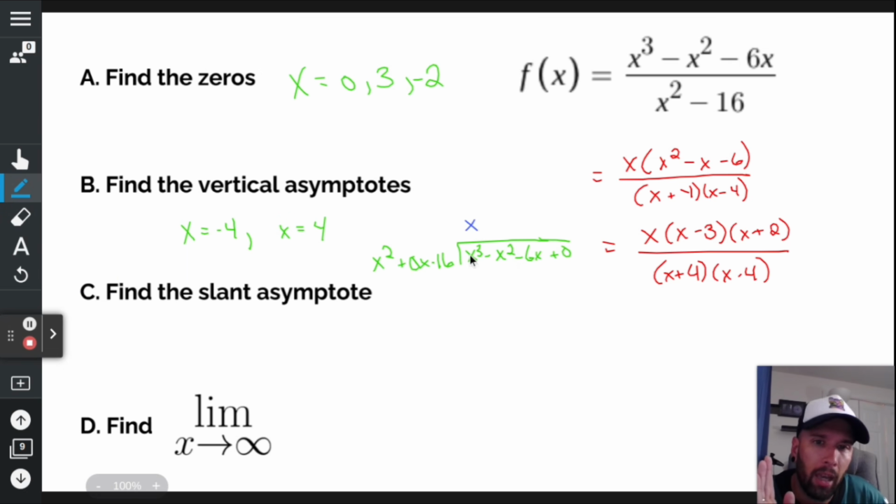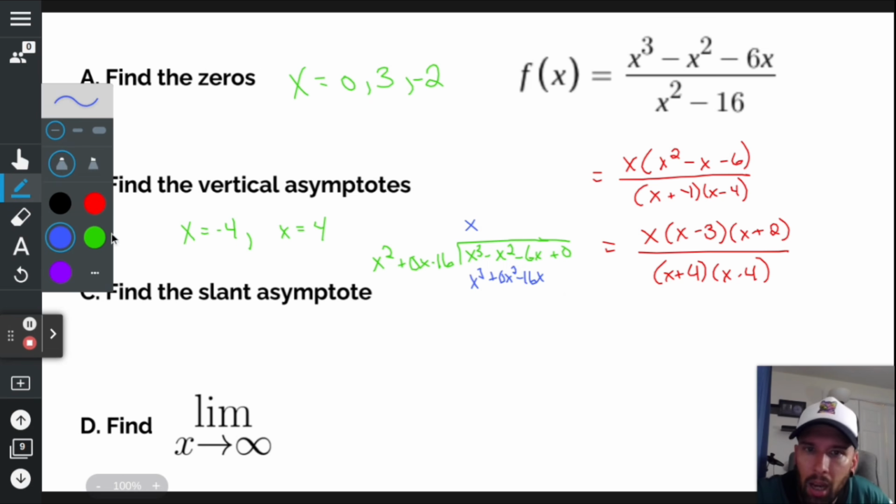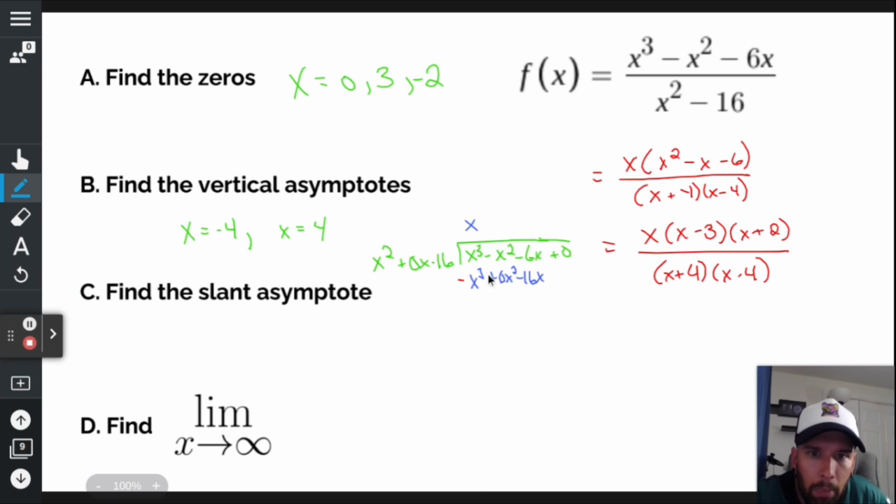X squared times what is x cubed? x squared times x is x cubed. Multiply x to everything: x to the third, 0, negative 16x. Subtract this, which means flip the signs and bring it down. Negative x squared minus 0x squared is negative x squared. Negative 6 plus 16 is positive 10x. Drop down the plus 0.